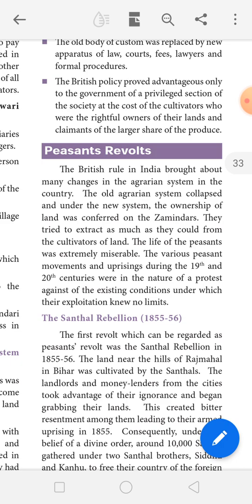After the British government came to India, in our country the life of the farmers, the life of the cultivators, was very, very miserable. So the various peasant movements and uprisings during the 19th and 20th centuries were in the nature of protest against the existing conditions under which their exploitation knew no limits. During the 19th and 20th centuries, some of the peasants were protesting against the British government and zamindars because they could not live happily. They were working not for their family, but for the government and zamindars only.